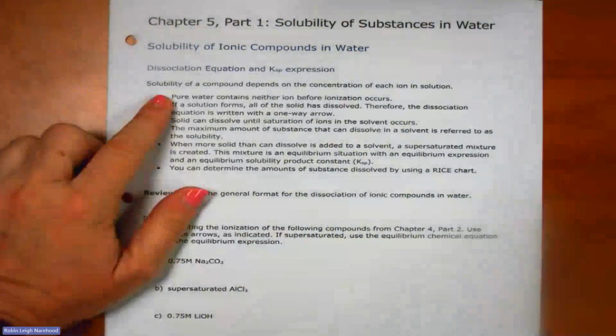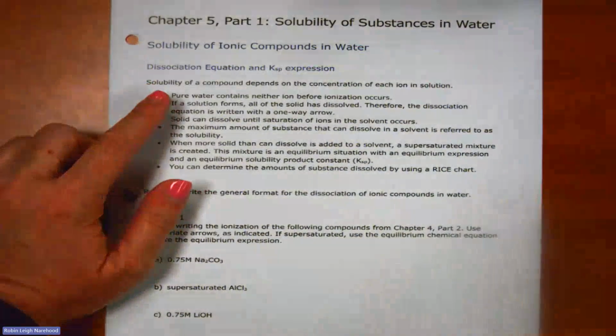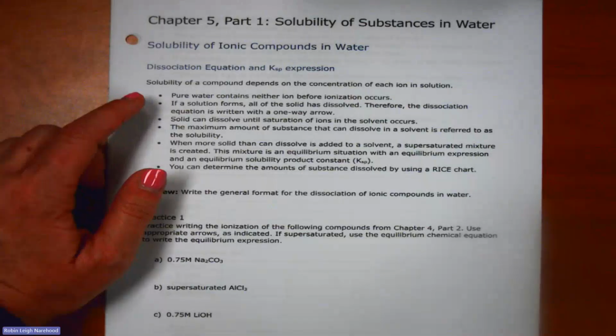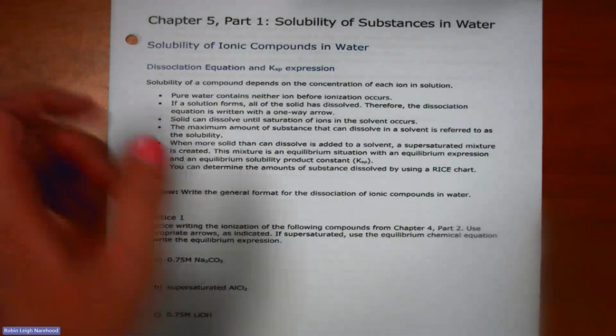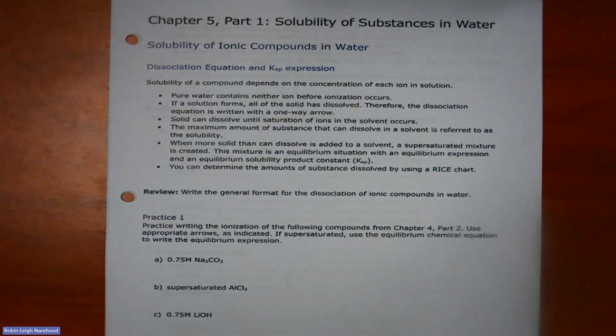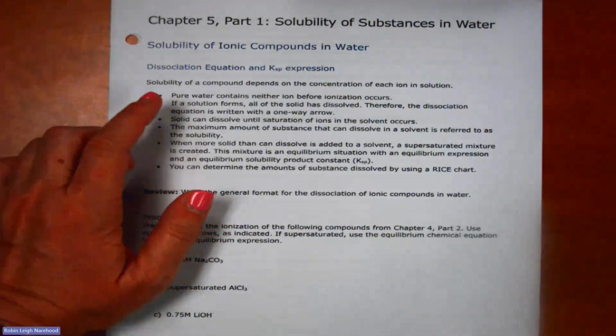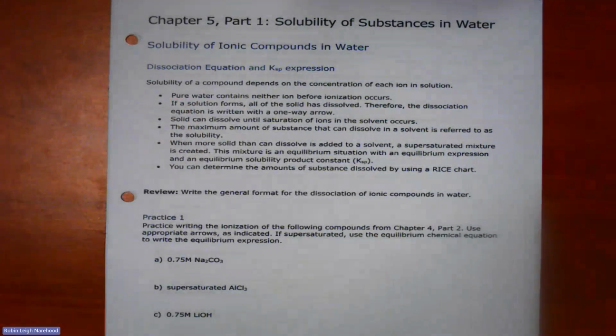So solubility is always going to depend on the concentration of each ion. The ions don't have to come from dissolving a compound. They can come from a reaction. But it's going to depend on the concentration of each ion. And so we're just going to be looking at first dissolving something in pure water. If it is pure water, it's just water, and it will not contain any ions before you dissolve the substance.